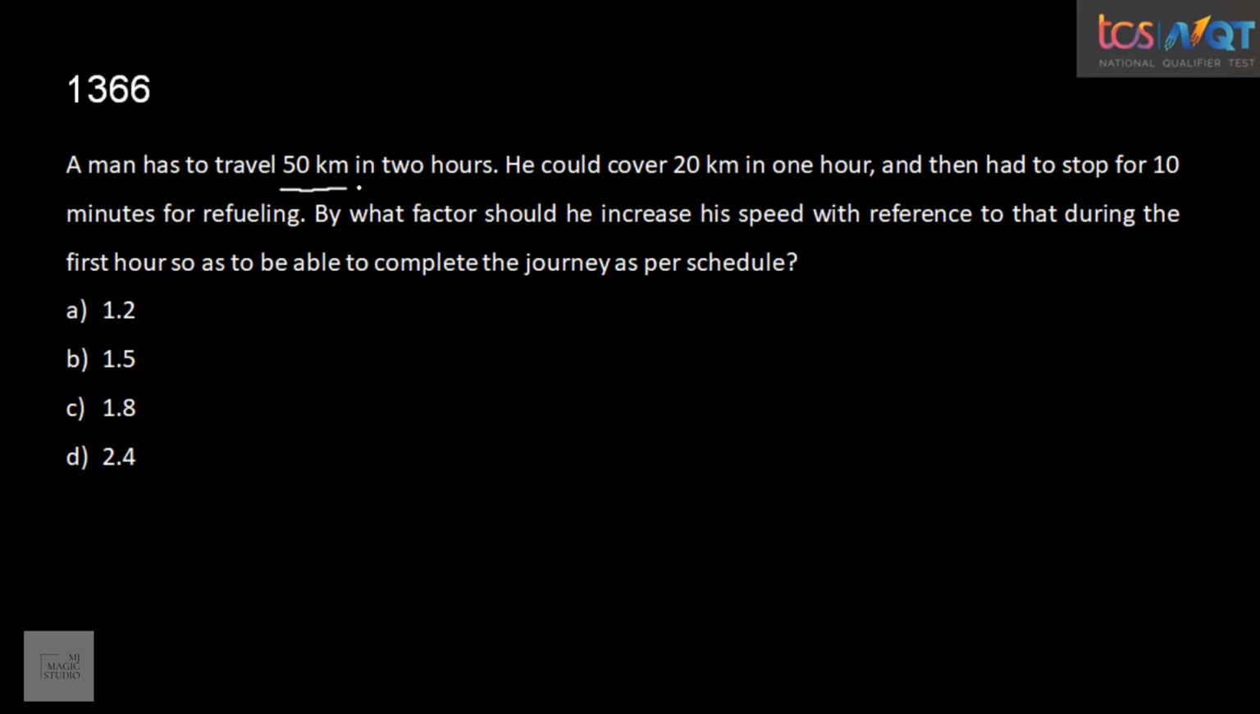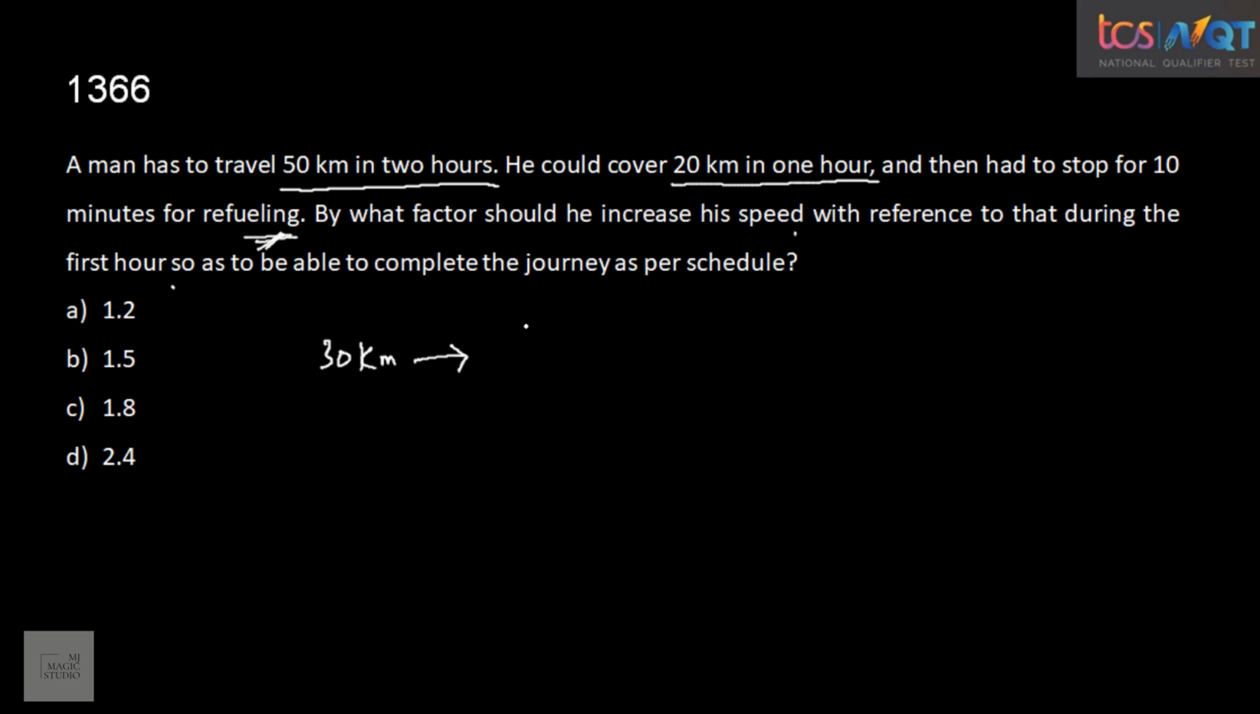A man has to travel 50 kilometers in 2 hours. He could cover 20 kilometers in 1 hour, then had to stop for 10 minutes for refueling. Okay, he has covered 20 kilometers, he needs to cover 30 kilometers more. But 10 minutes are gone for refueling. By what factor should he increase his speed with reference to that during the first hour so as to be able to complete the journey as per schedule?